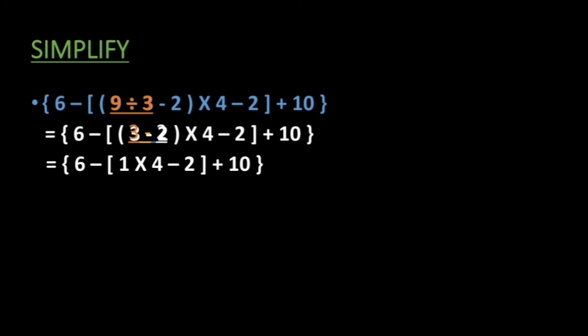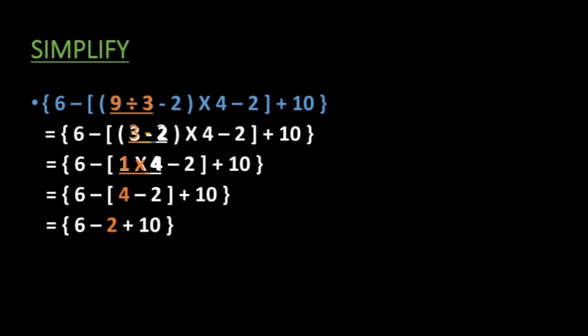Now 1 into 4 minus 2. Here we have multiplication and subtraction. In the next step, in place of 1 into 4, we will be writing only 4 minus 2. So now 4 ones are 4 minus 2. Now we are going to do subtraction. 4 minus 2 is 2. Now again the square bracket also will not be there. Next step, 6 minus 2 plus 10.